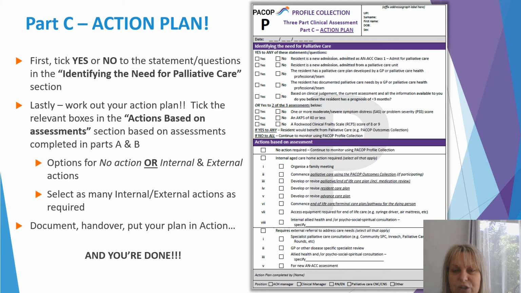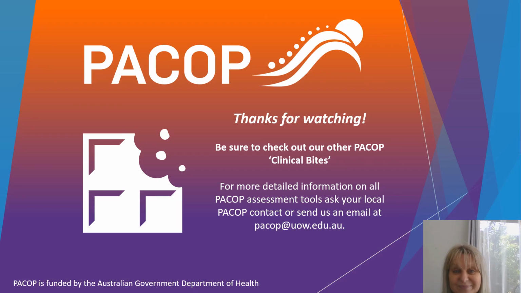We then move down to the actions, which is the bottom half of the form. You'll see the first box is no action required. Continue to monitor using the PACOP profile collection. Under that are a list of options for actions required. The first one will be internal aged care home action required, and there is a list. And the second half is requires external referral to address care needs, and then there's a list. Document your plan, make sure you hand over to your team, and you're done.